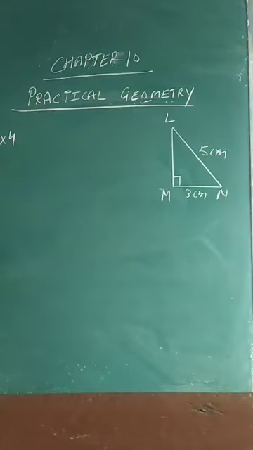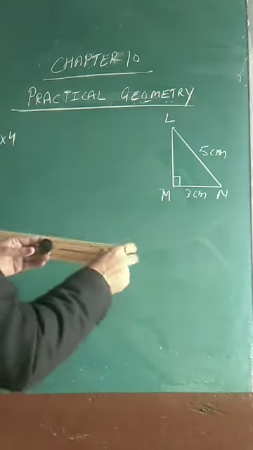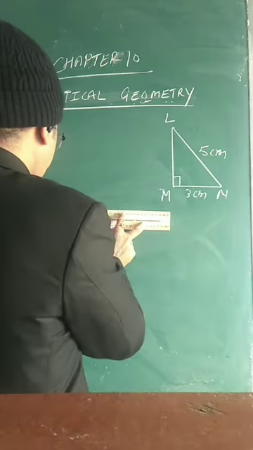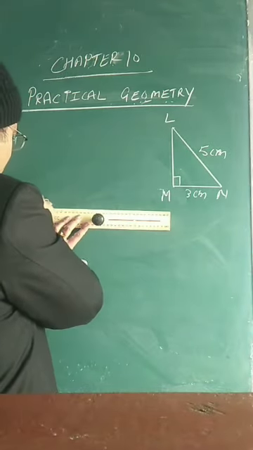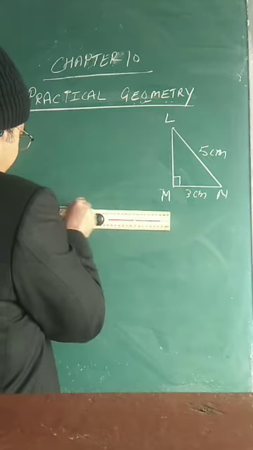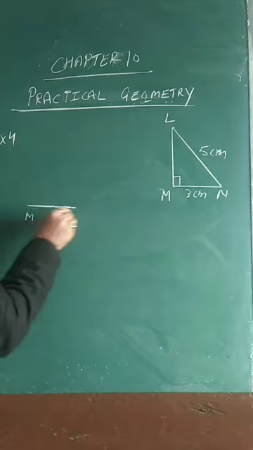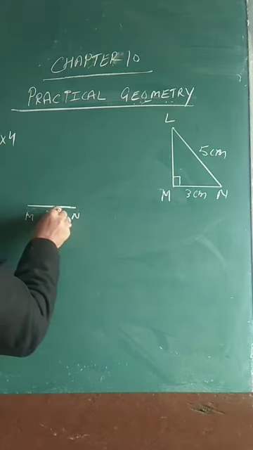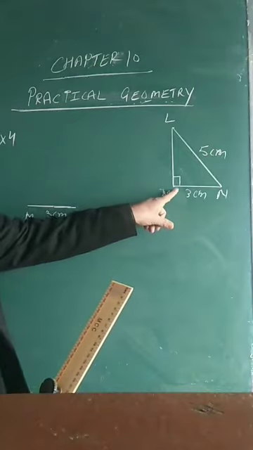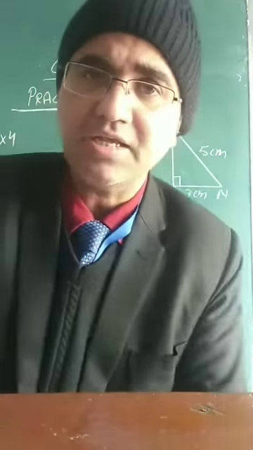Now, how to construct it? So look here very carefully. The first thing is we'll take the base here, which is equal to MN. So we'll take this as 3 centimeter. So suppose this is our line MN, which is equal to 3 centimeter. Now we have to construct an angle of 90 degree at point M. So how to construct an angle of 90 degree?